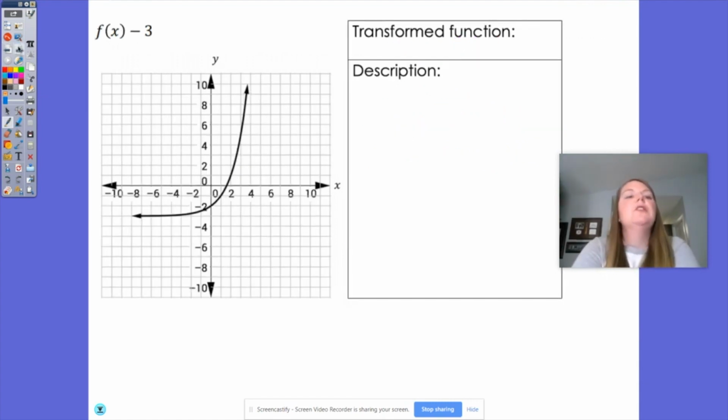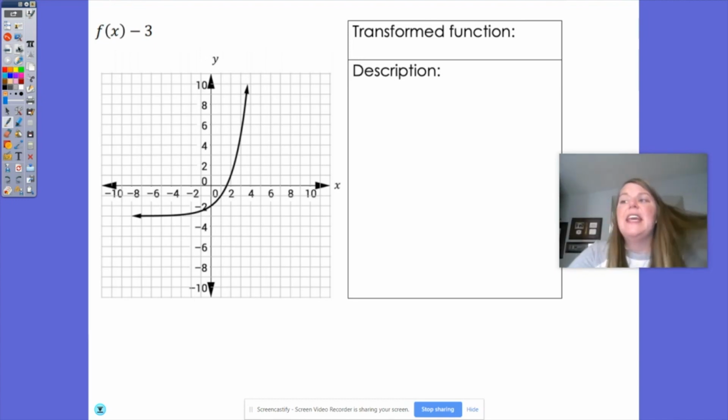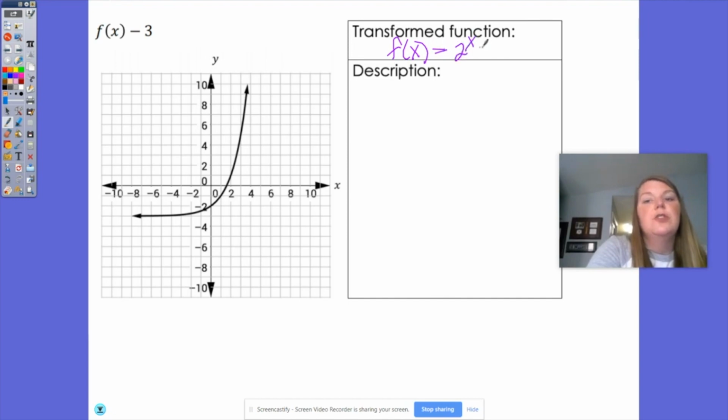All right, let's look at another one. So this one's similar, except that it is subtracting 3 outside the parentheses, and that's happening to our dependent variable or our y value. So if we're doing something outside the parentheses, it's going to either shift it up or down, or it's going to make it, remember, skinnier or wider. In this case, since we're doing f of x minus 3, it is going to be 2 to the x, which was our original, and then just subtract 3 on the outside of it. So we started at +1 on our y-axis, and it moved it down 1, 2, 3 units. So it's going to shift down 3 units.